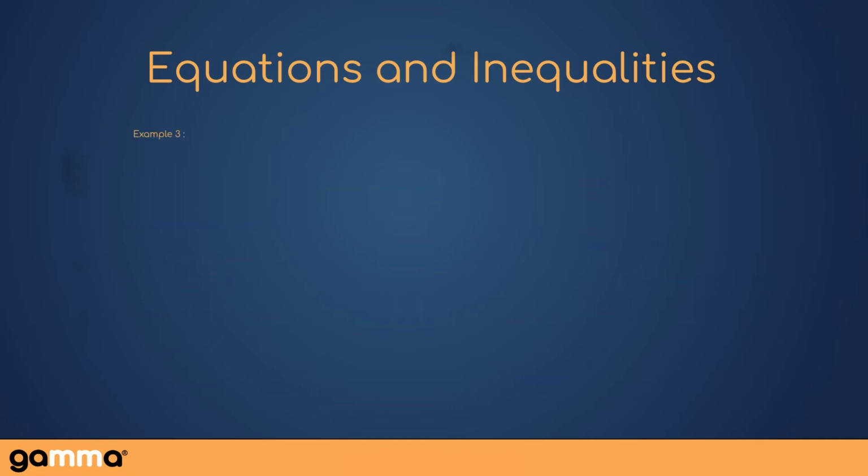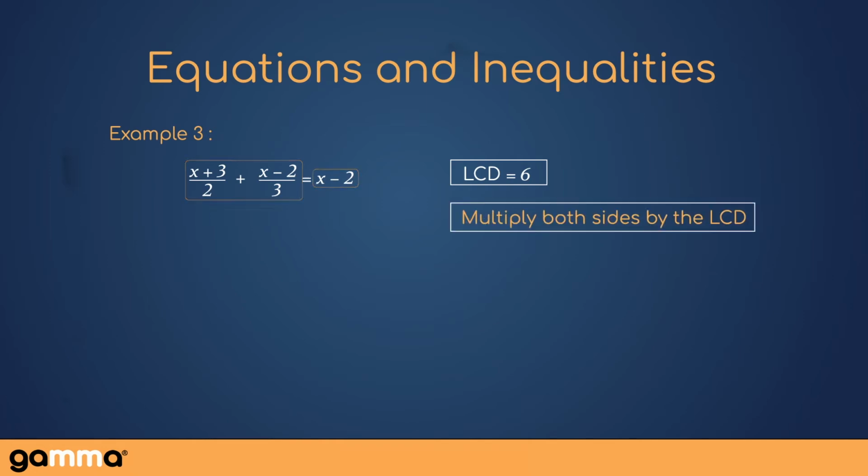Let us now look at example 3. Given as x plus 3 all over 2 plus x minus 2 all over 3 is equal to x minus 2. So firstly, we need to find our LCD. Now to find that, we need to multiply our denominators. So we'll multiply 2 times 3, which will give us 6. And then from there, we need to multiply our LCD. We need to multiply both sides of the equal to sign by our LCD.